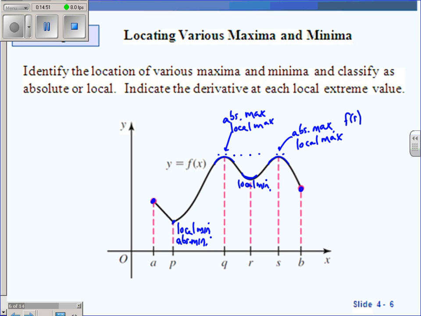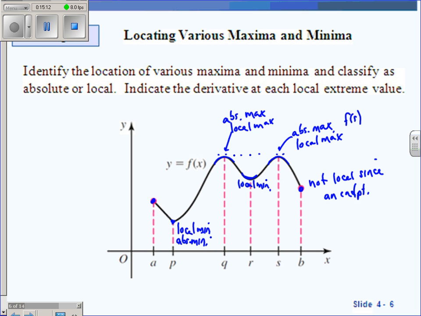This last one is a low point, but it's not a local minimum because it occurs at an endpoint. Okay, and it's also not an absolute minimum because there's a lower point over here at x equal p.